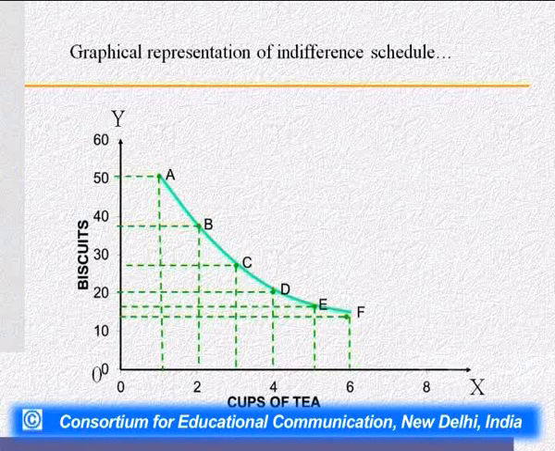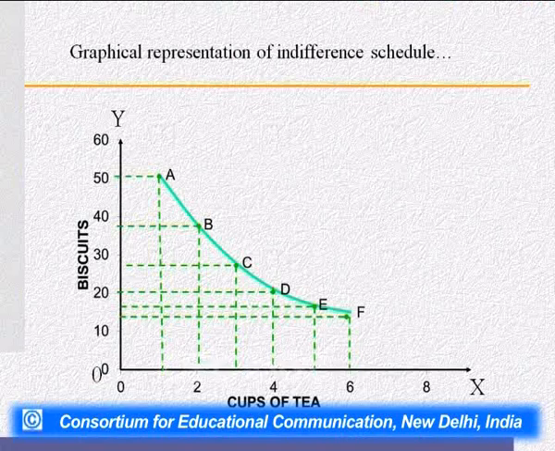All the combinations, I would like to also mention once again that here you can look A, B, C, D, E, F, there are 5 combinations over the indifference curve. Always remember that no one combination gives an increase or a decrease in the level of satisfaction in comparison to others. All the combinations on the same indifference curve give an equal level of satisfaction.